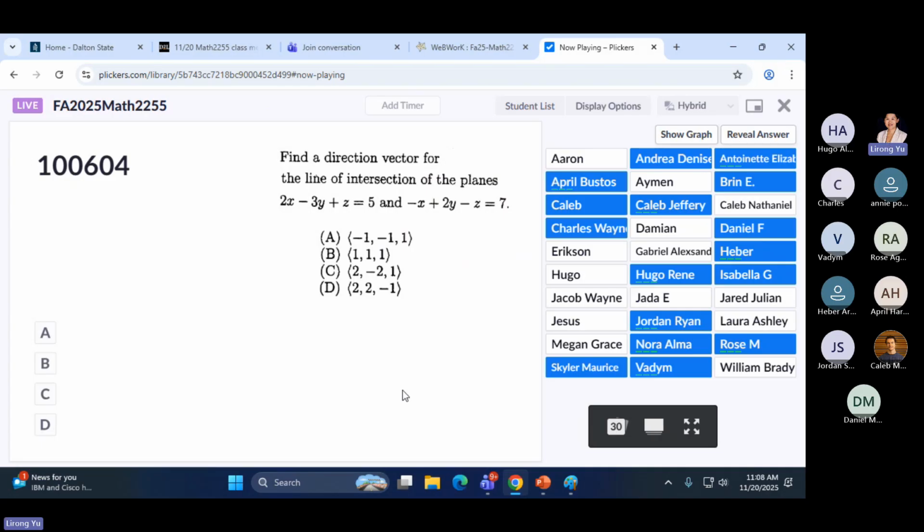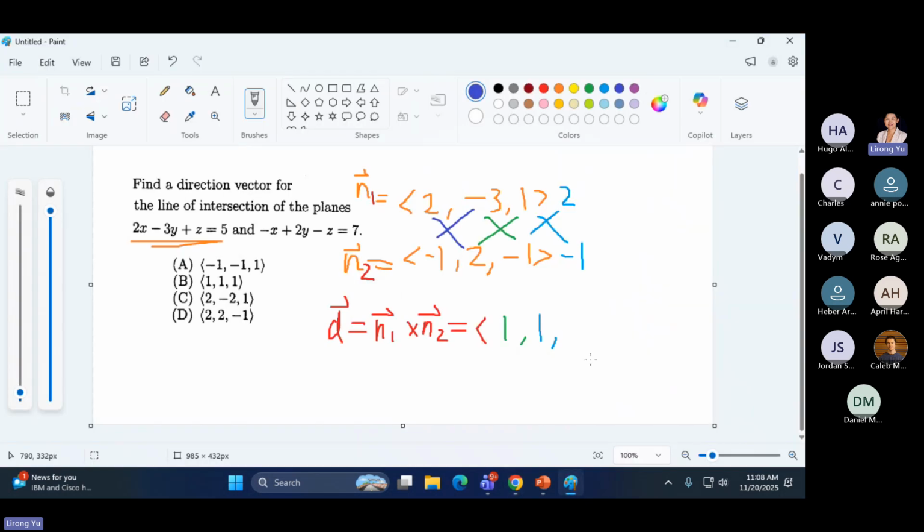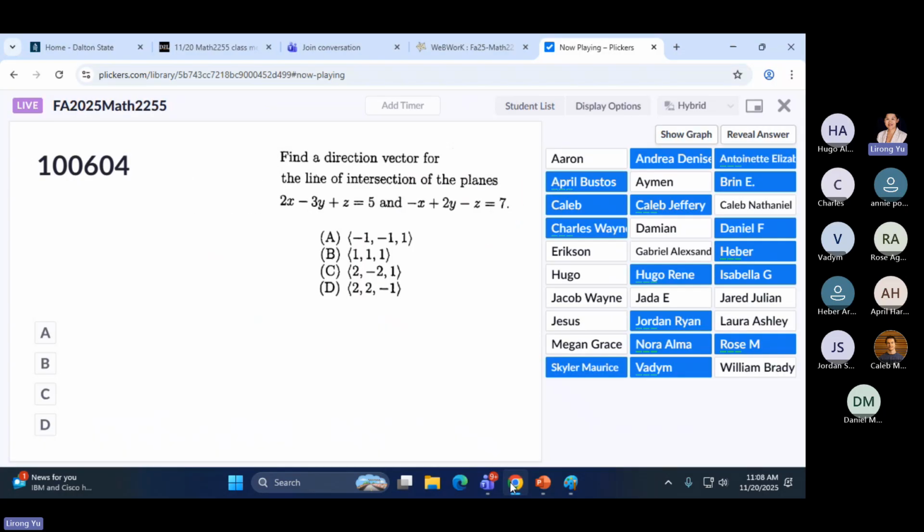Charles, you might want to double check because I saw that you have the wrong answer. You can see the first component, it was 1, 1, right? Okay, so check your answer, make sure they are the right one. I think the answer should be this one.